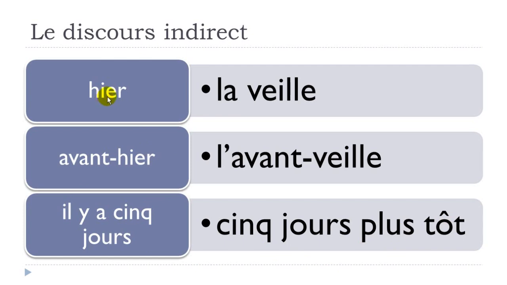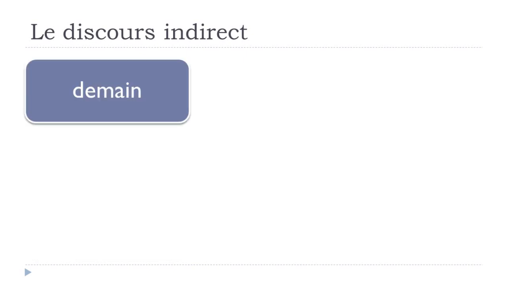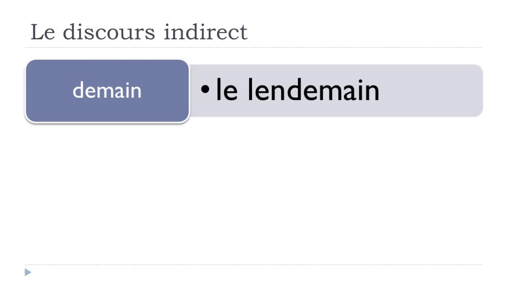Okay, so hier will become la veille. Avant-hier will become l'avant-veille, and then il y a 5 jours will become 5 jours plus tôt. Okay, and we can continue if you want with demain. Demain is tomorrow, and tomorrow will become le lendemain, the following day, le lendemain.